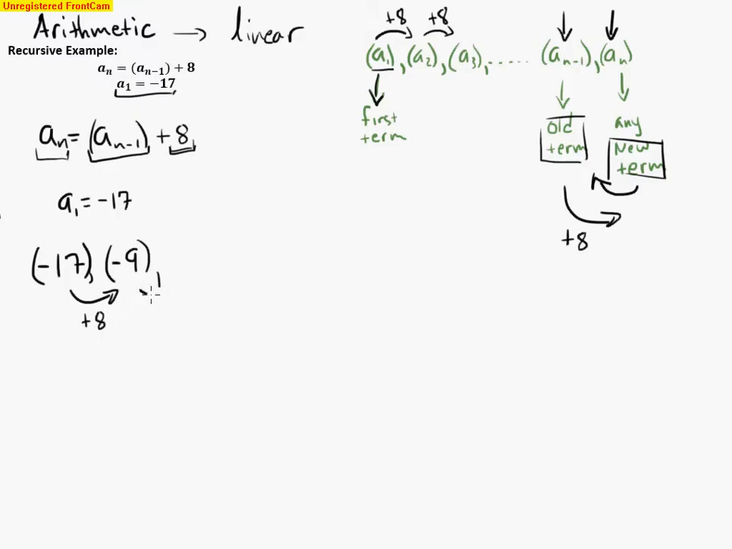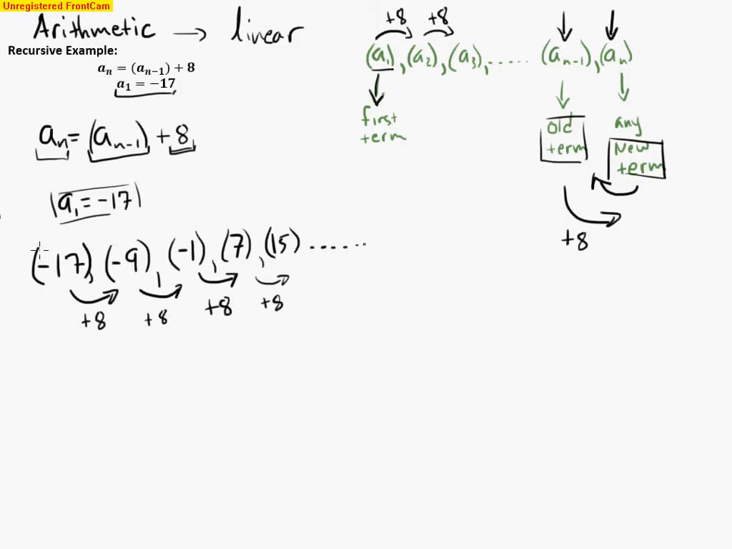Next term, again, I need to add 8. Every single time, I'm going to add 8 to get my new term. So I'm going to get negative 1 here. Let's do it one more time. Plus 8, I'll get 7. And maybe one more time. Plus 8, I should get 15. So my sequence is growing by 8, and you can see it'll continue going on here. My first term, a1, is this negative 17. This is kind of the common sense way to build my sequences.